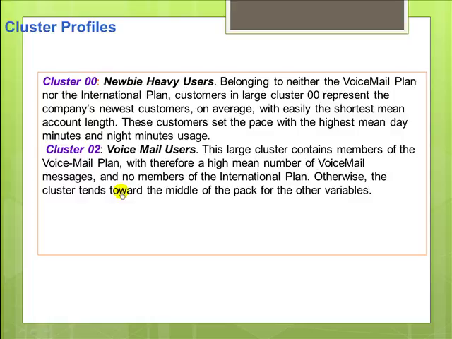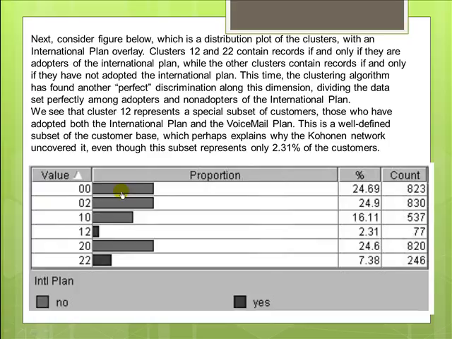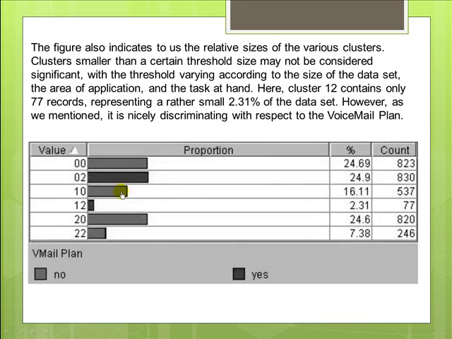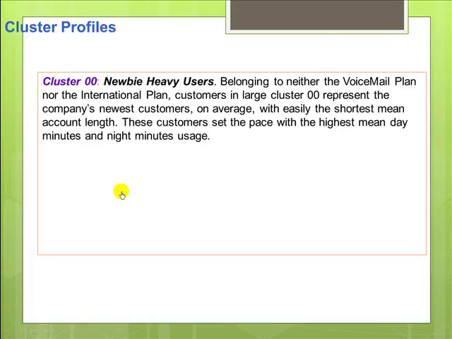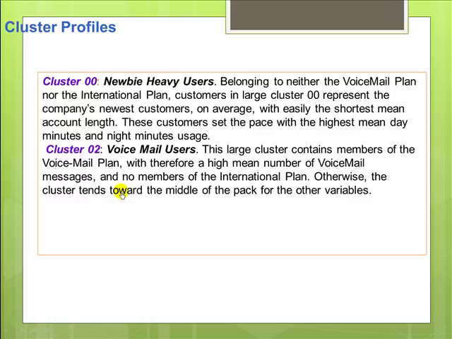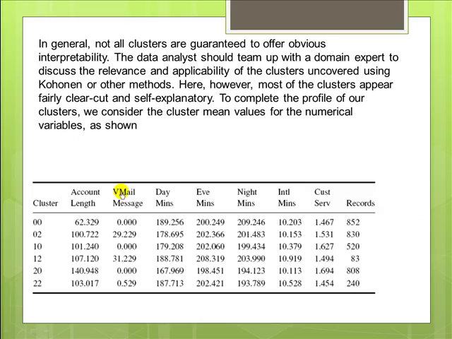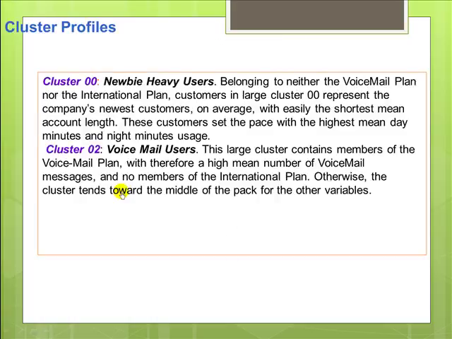Cluster 0, 2, what was that? 02. So they were not international plan, but they were voicemail plan. So cluster 02, this large cluster, it had a lot of records, 830 records. Contains members of the voicemail plan with therefore a high mean number of voicemail messages and no members of the international plan. Otherwise, the cluster tends towards the middle of the pack for the other variables. So they're going to call them voicemail users. Just voicemail users. Okay, so that's how they name them.